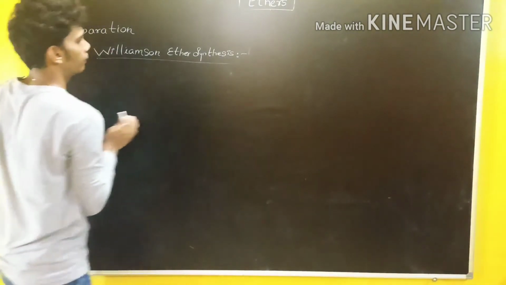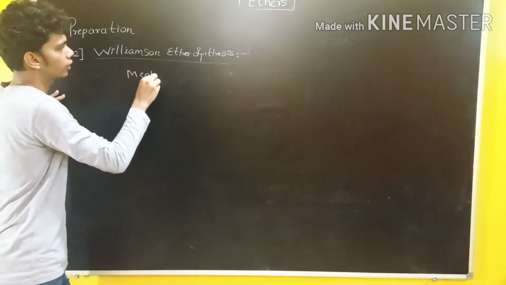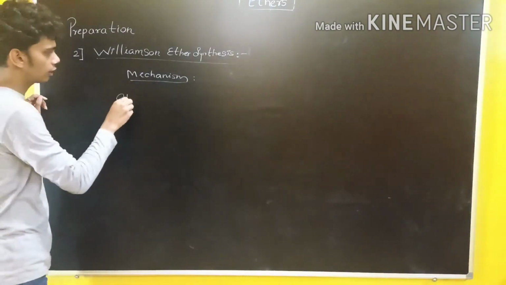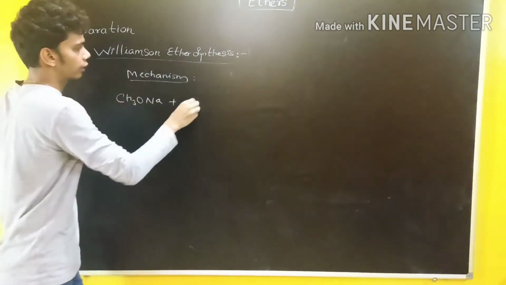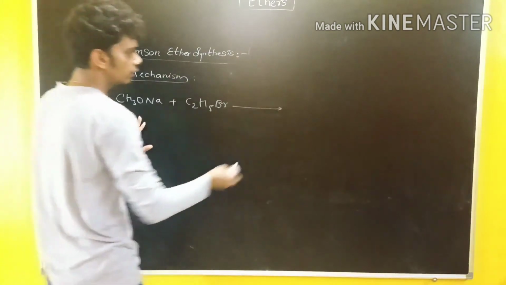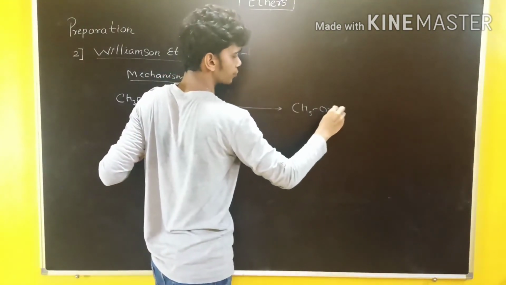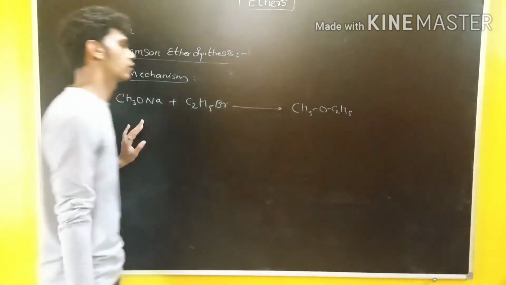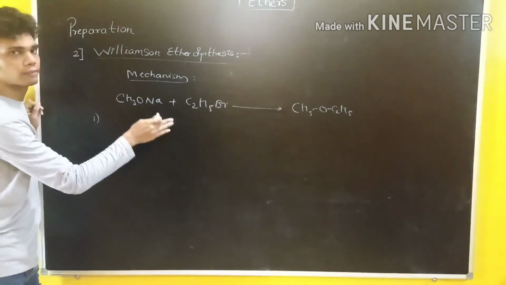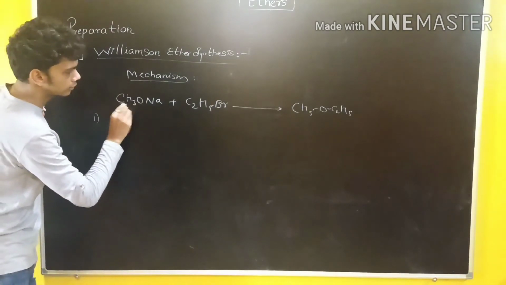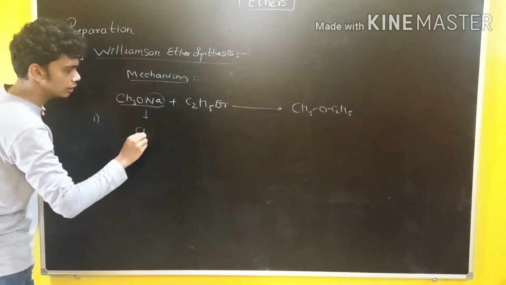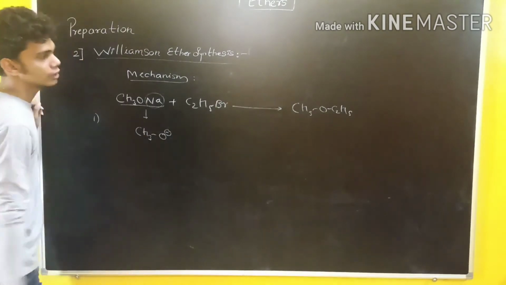Okay, let's talk about the mechanism of the Williamson synthesis. Study the mechanism with the given example: CH3ONa reacting with C2H5Br. You must know the product is CH3OC2H5. Now, the first step in the mechanism, I'm giving you a stepwise mechanism here. CH3ONa is a sodium salt, so the sodium can be removed, and this becomes CH3O with a negative charge.